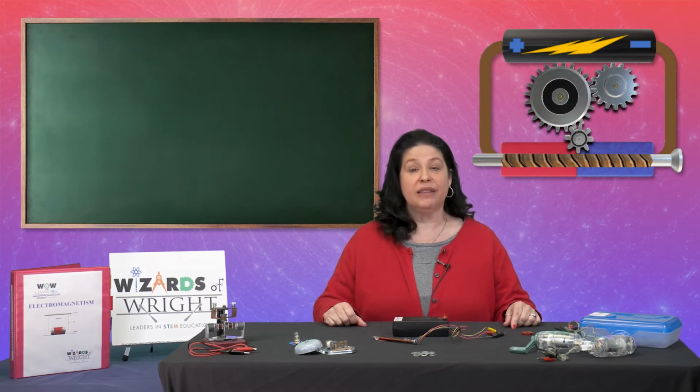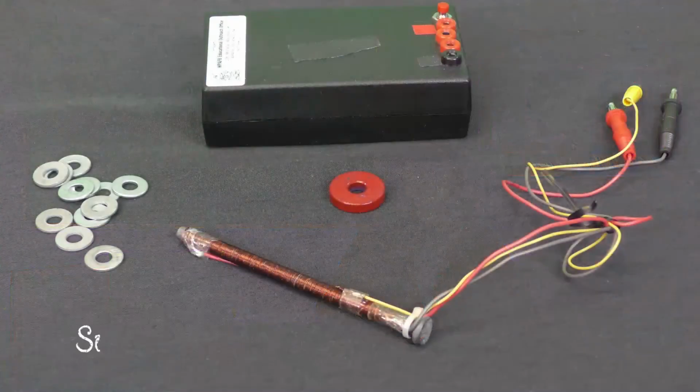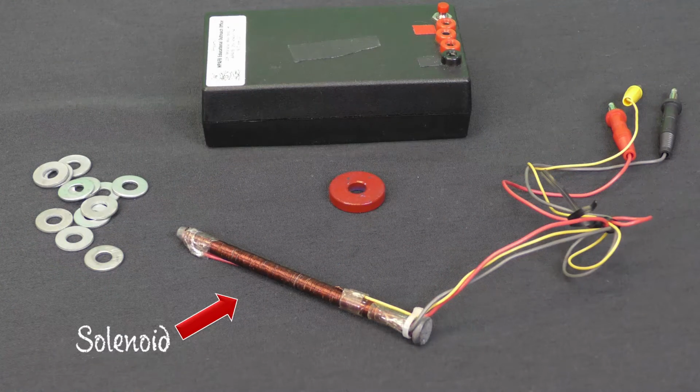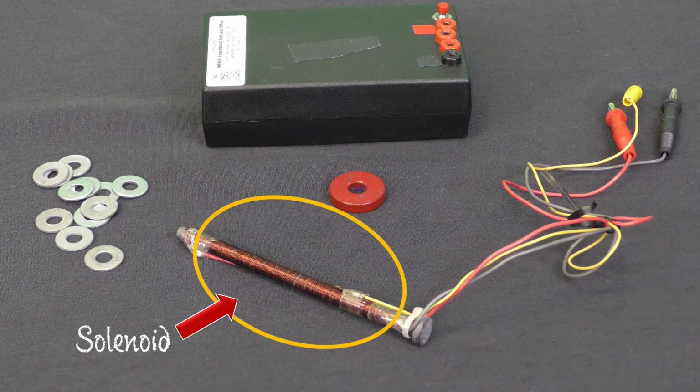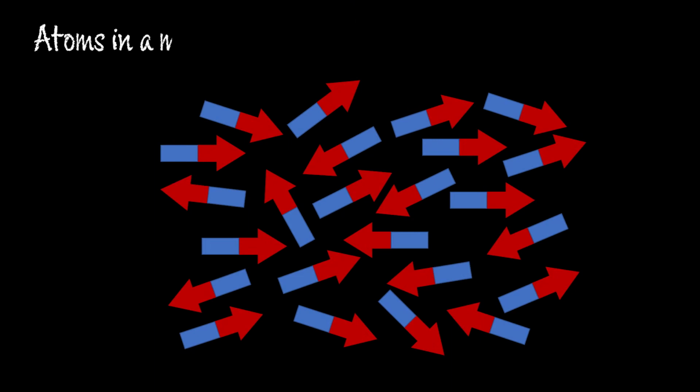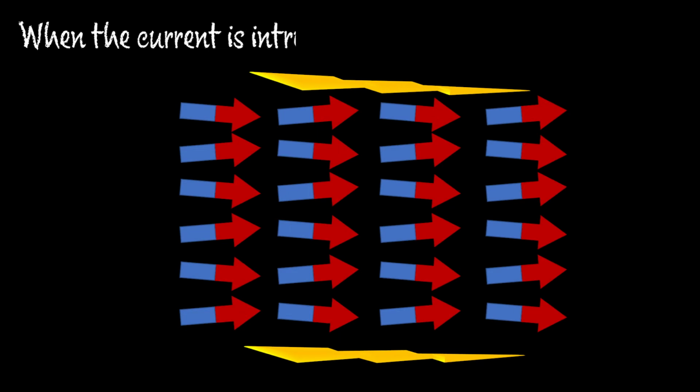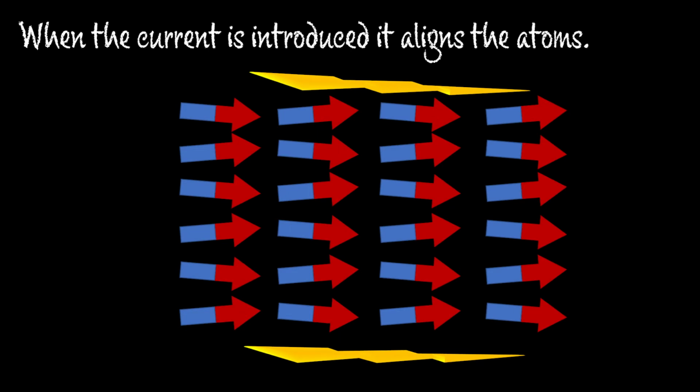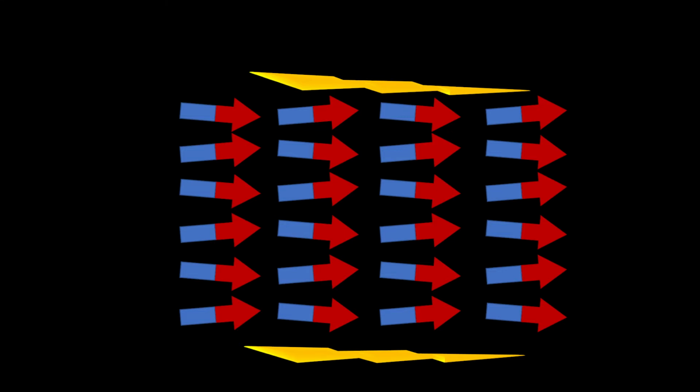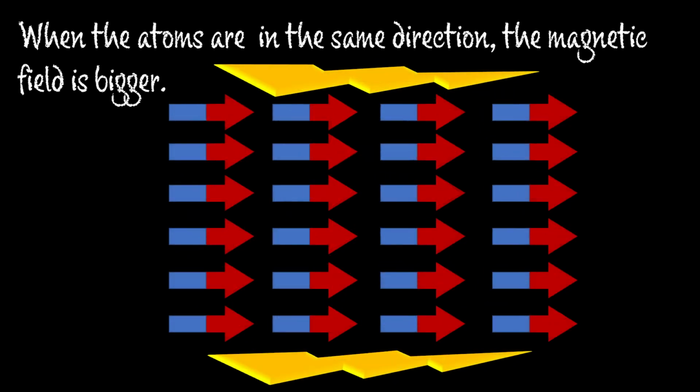The electromagnet that we will experiment with today is called a solenoid. Do you see the wire is wrapped around the metal rod? The atoms in the metal are arranged randomly, not pointing in any particular direction. When the current is introduced, the magnetic field will realign the atoms. This magnetizes the solenoid. When we turn the current on and the atoms are all moving in the same direction, the magnetic field gets bigger.